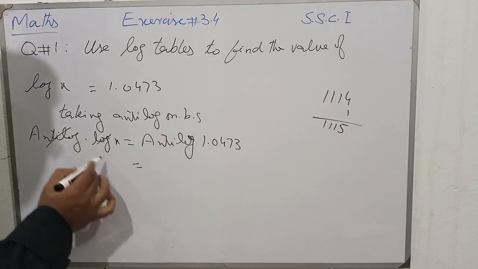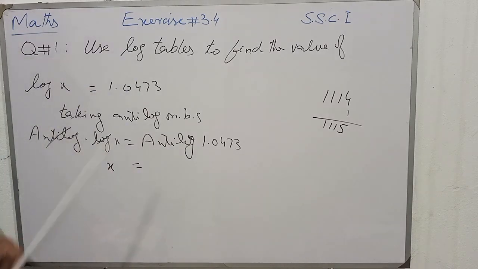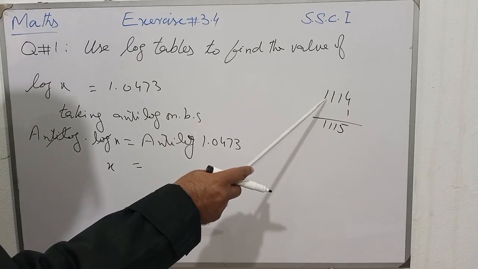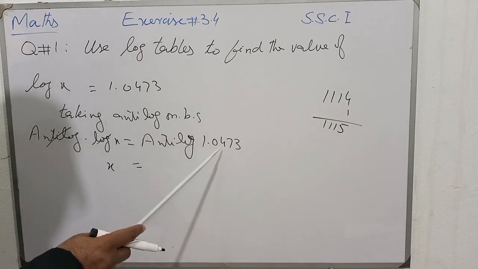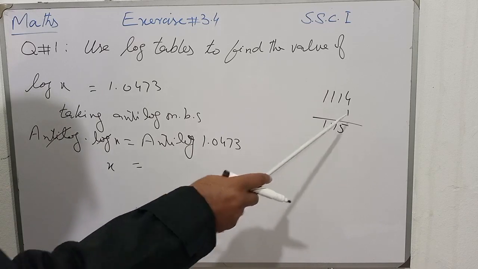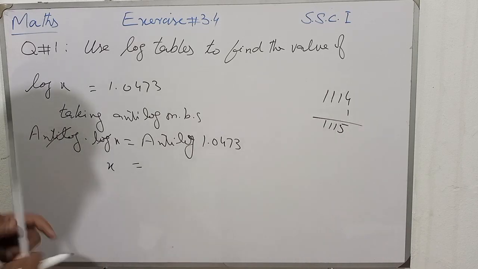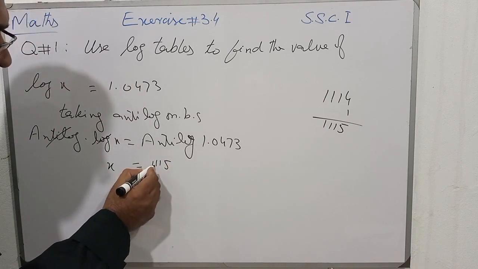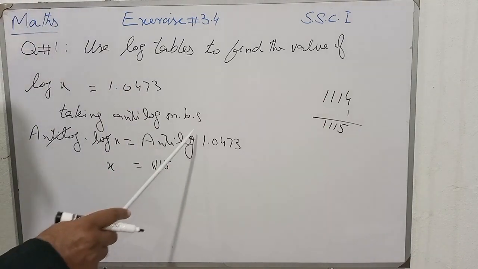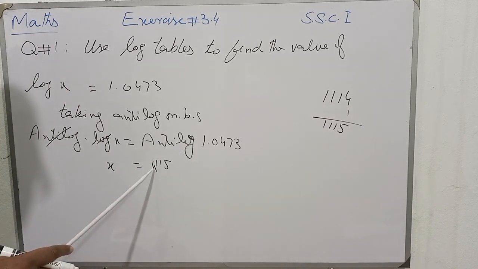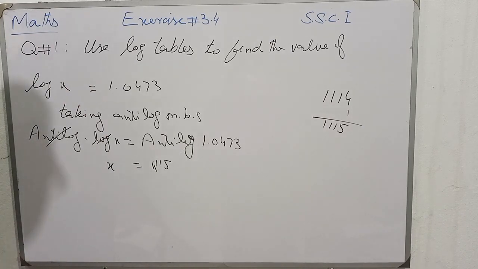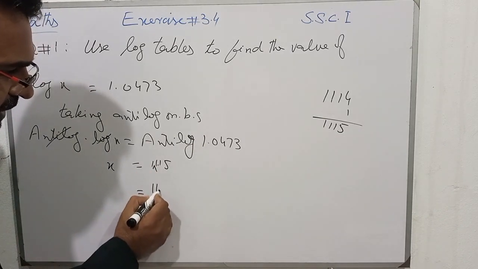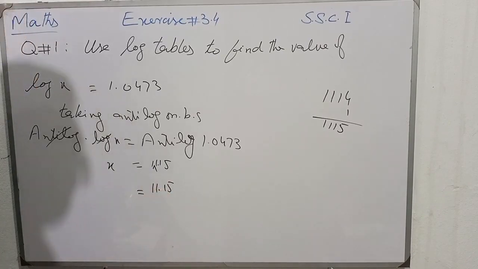Students, anti-log and log will be cancelled, so x will become, when we see in the anti-log table 0.04 in the 7th column, we will have 1114, and when we take the difference of 0.4 in the 3rd column, that is 1. When we sum up both the numbers, it will become 1115. So after the first non-zero digit there should be a reference position, and our characteristic is 1. So our point will move one digit after the reference position. So here will be the point. So the value of x will become 11.15.